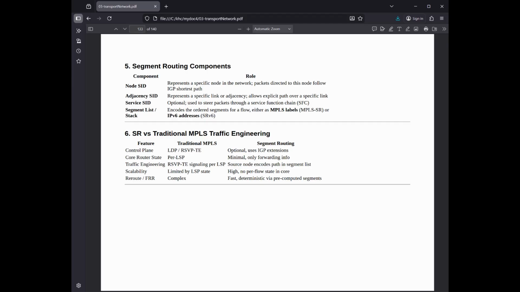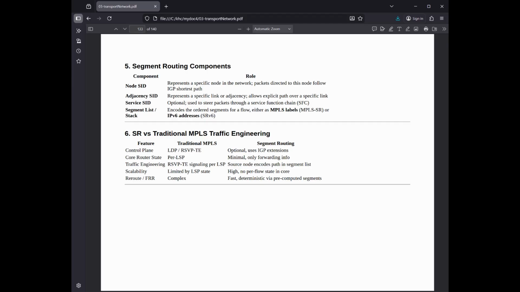Summary table of components. Component, identifier, scope, instruction. Node SID: global, go to router X via shortest path. Adjacency SID: local, cross this specific link. Service SID: local/global, process this packet through firewall Y. Path, segment list: the full turn-by-turn itinerary.